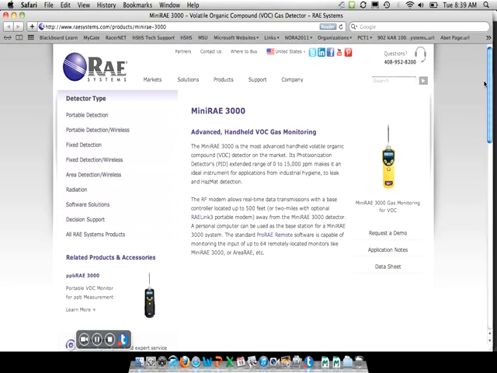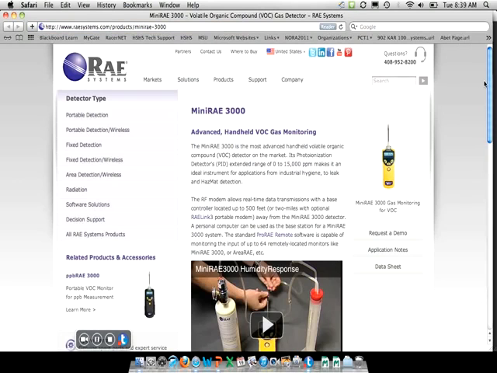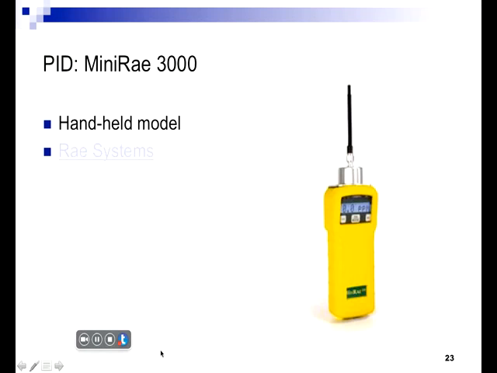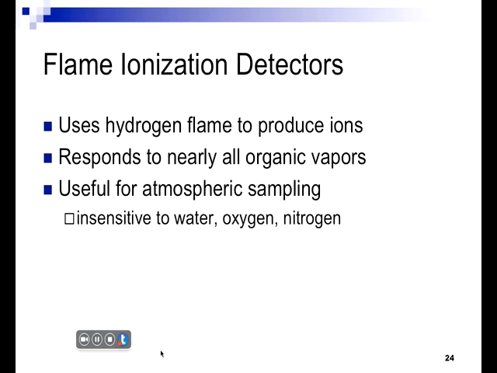And it gives you a little bit more description of their Mini-Ray 3000, as well as a lot of their other photoionization detection systems that are available out there. So that's the Mini-Ray 3000 and a little bit on Ray Systems.